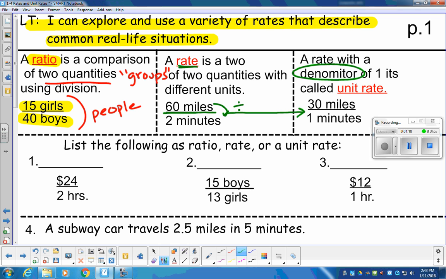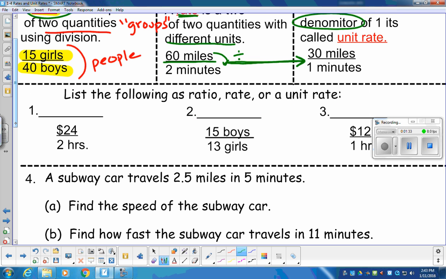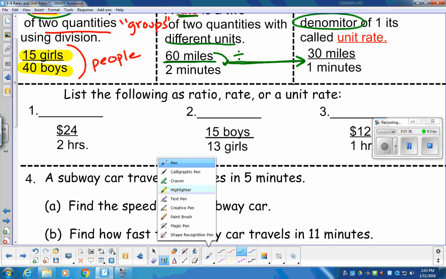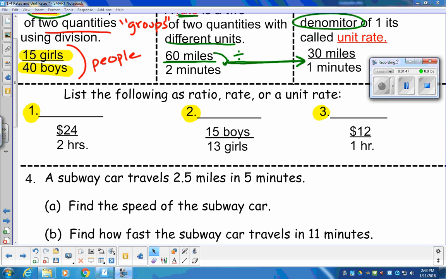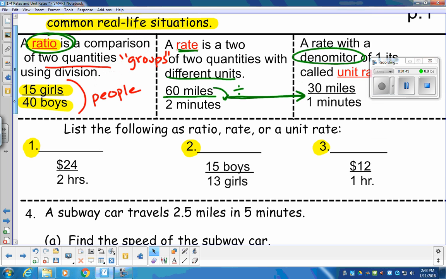So the three terms, working from left to right: a ratio compares two quantities or two groups. A rate is comparing two totally different things. And when we convert down to one of something, it becomes a unit rate. So what I'd like you to do now is list the following three. You have three problems here using the terms rate, unit rate, and ratio. Put the proper name in each of those blanks. I'll give you some time to work. Again, you're answering questions 1, 2, and 3 with the three red words above: ratio, rate, and unit rate.